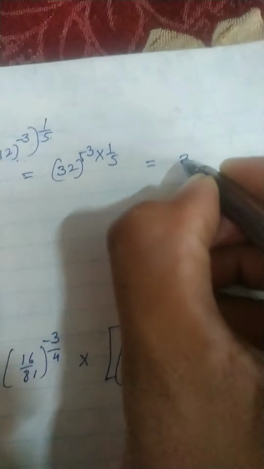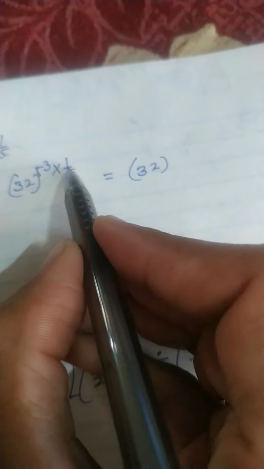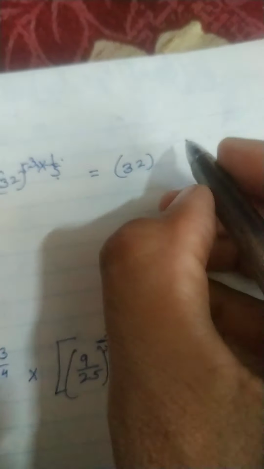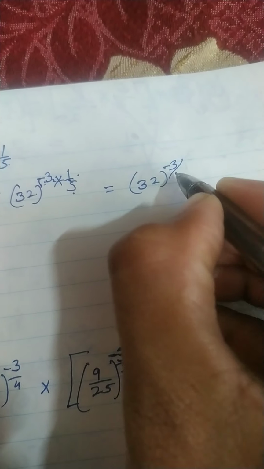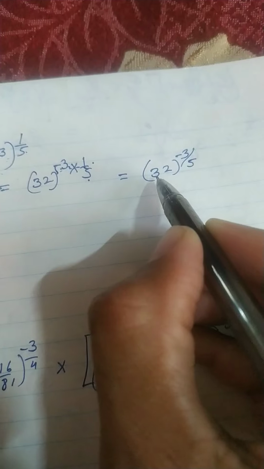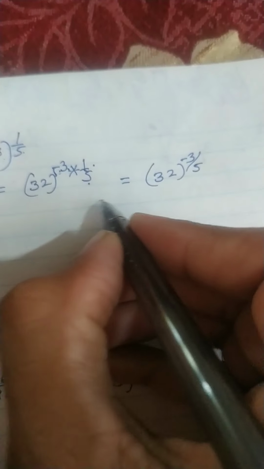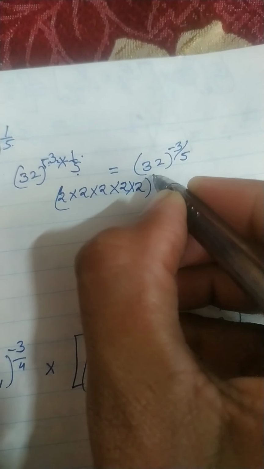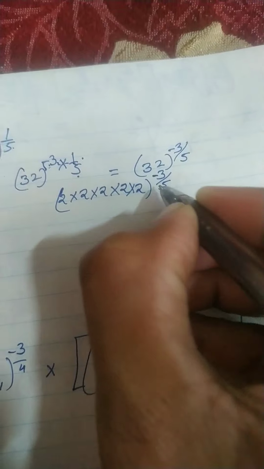It will become 32 raised to power 3 over 5, and here it is minus, so it will become minus 3 over 5. Now we have to make factors of 32. 32 can be written as 2 twos are 4, 2 fours are 8, 2 eights are 16, 2 sixteens are 32, and power is minus 3 over 5.